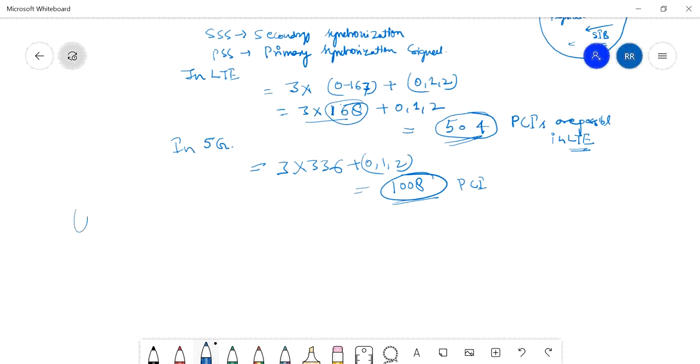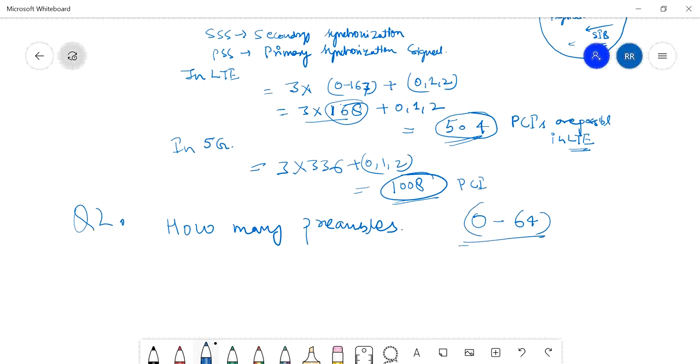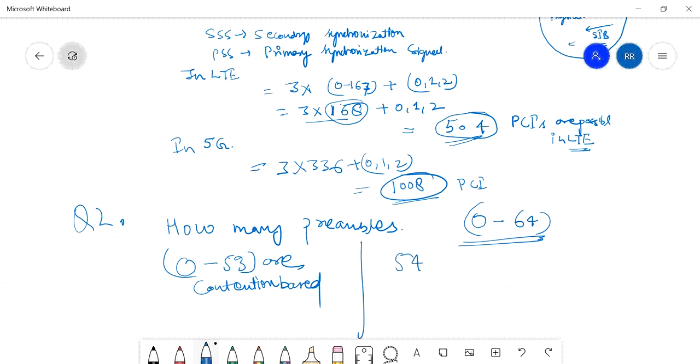One more question, question number 2. I will cover how many preambles there are in LTE. Preambles, you understand? Preambles are used whenever you first power on the UE. In that, there are 0 to 64 preambles. 0 to 53 are contention based, and 54 to 64 are contention free. You should remember it.